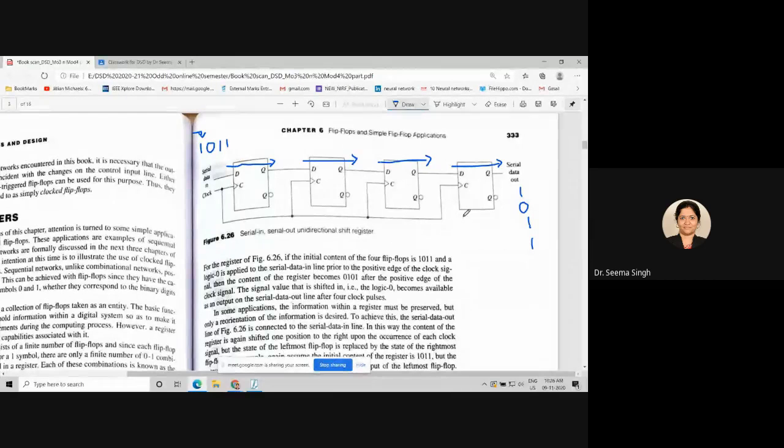It is very simple, but it will not give you data fast, because it is serial in, serial out. The data you will not get immediately. So the complete 4-bit data will be available here as 1011 after how many clock cycles? Can anybody tell me?